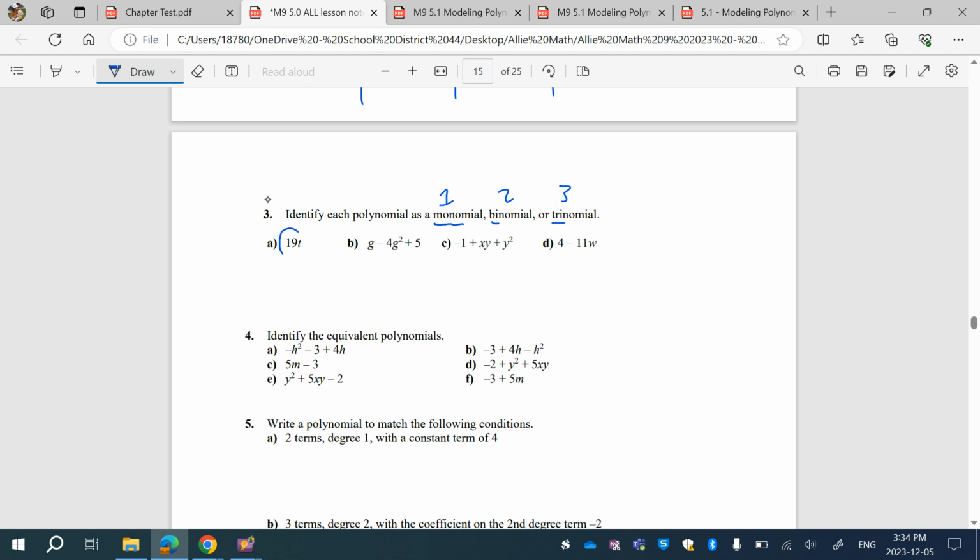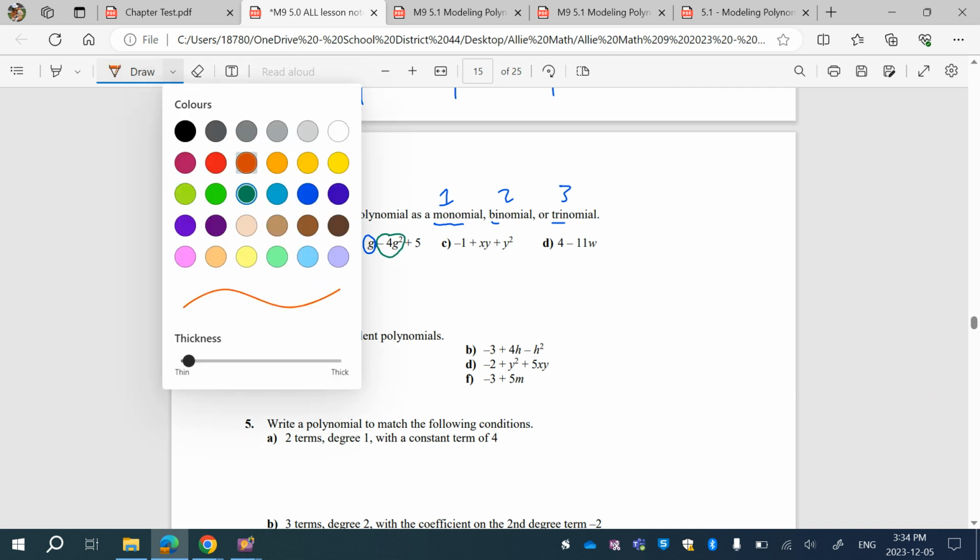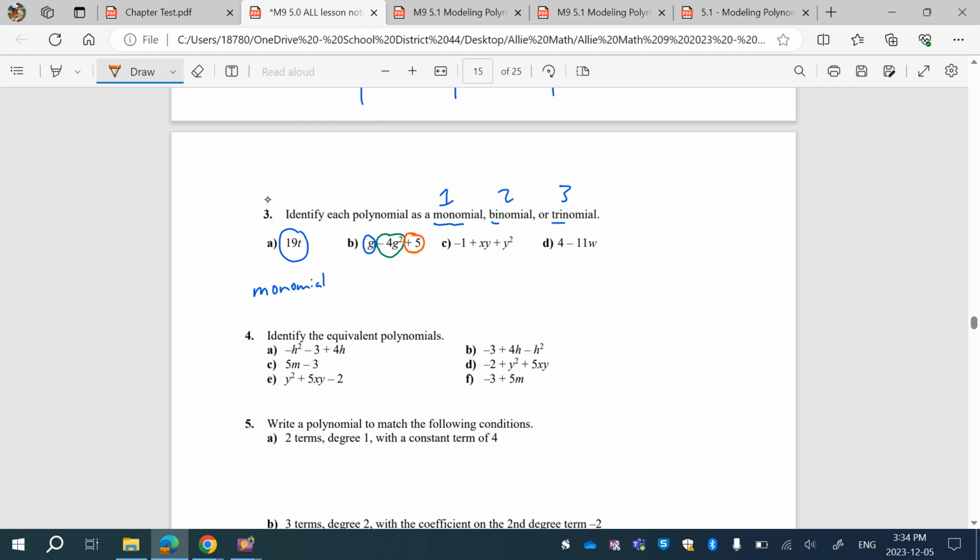Okay, look, we just have just this one. That's a monomial. It's got one term. This one, we have a g. That's a term. We have this -4 times g squared. That's another term. And we have this +5. That's another term. So we have 3 terms, and therefore it's a trinomial.